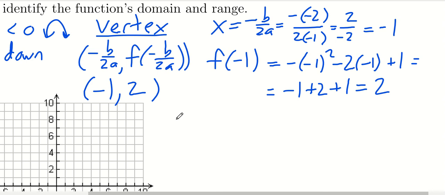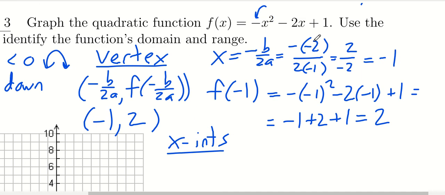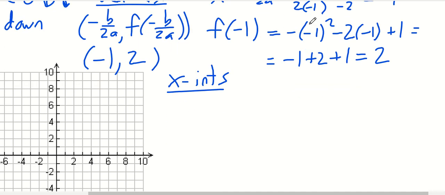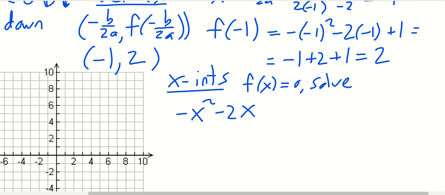We now want to find the x-intercepts. To find the x-intercepts, we set the function equal to 0 and solve. So when is negative x squared minus 2x plus 1 equal to 0?